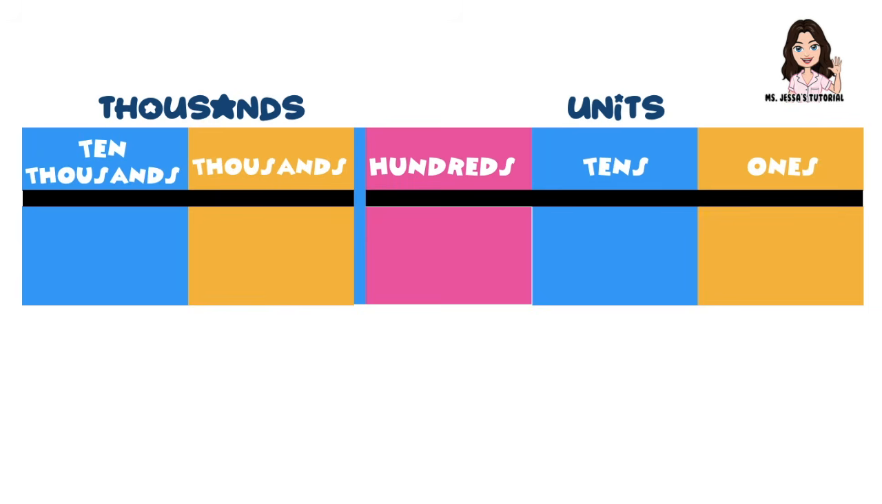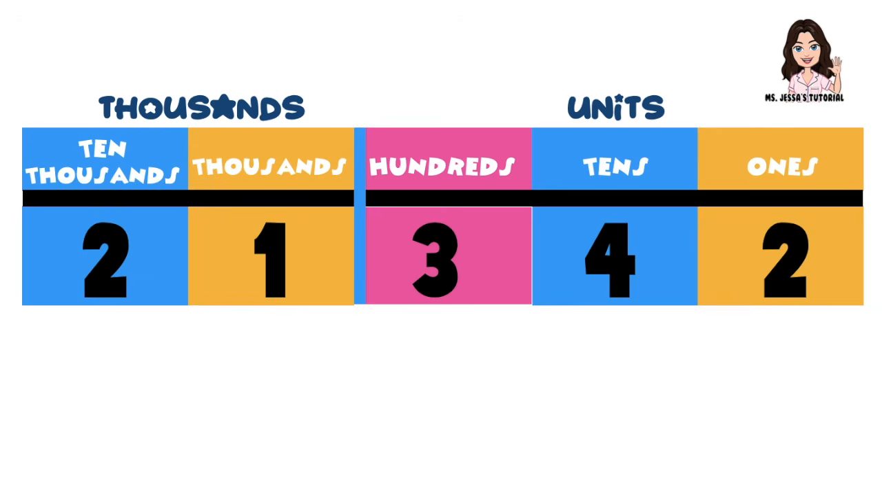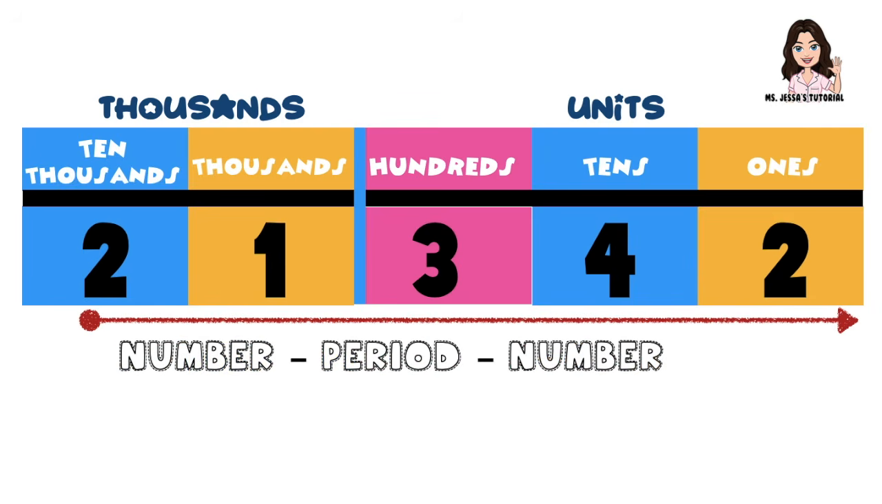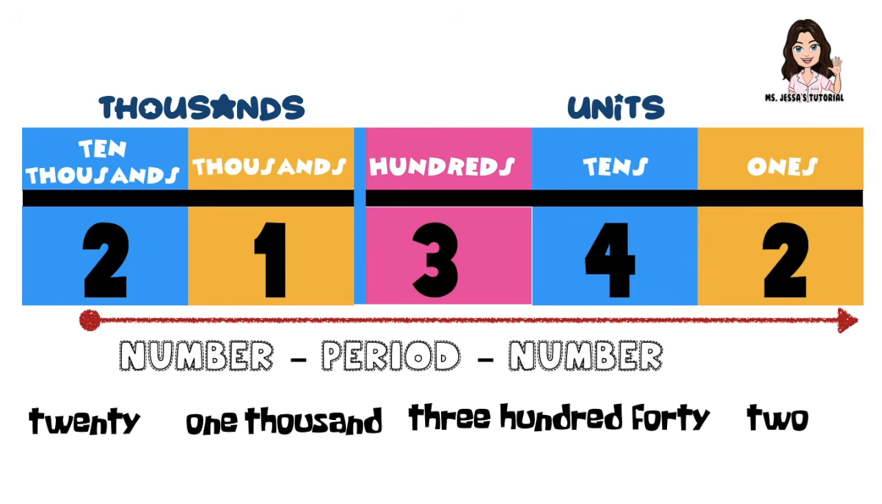So let's have this. In reading numbers, you're going to read from left to right. And we will follow this technique: number, period, number. So let's read the first number, 21. Then write the period, thousand, and the next number. How do you read that? Correct, 342.